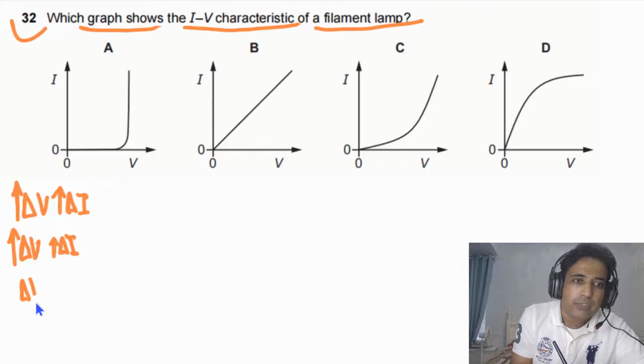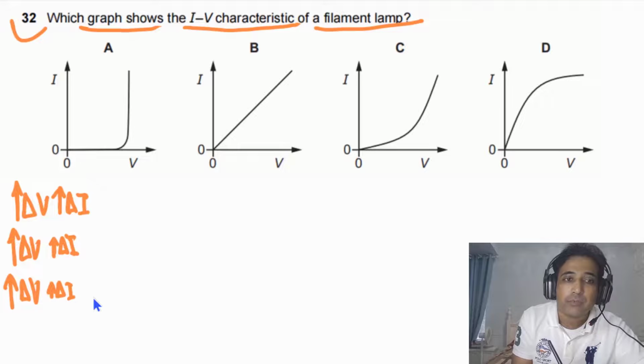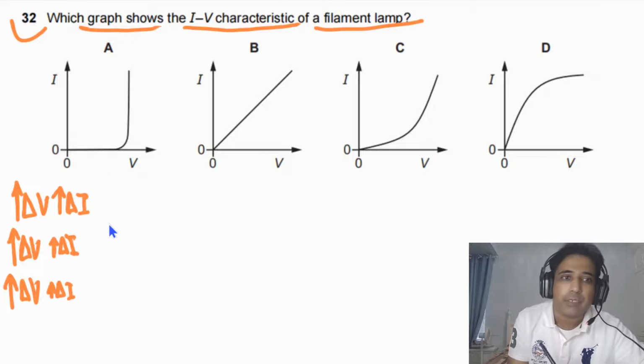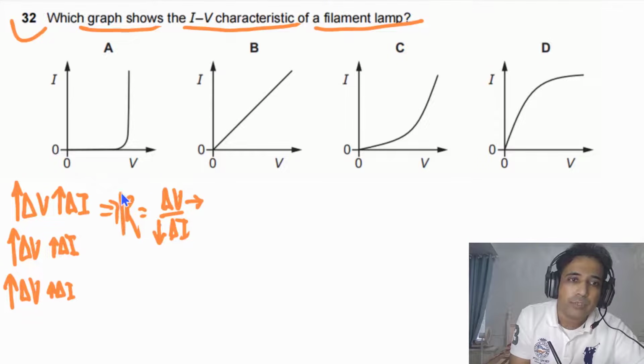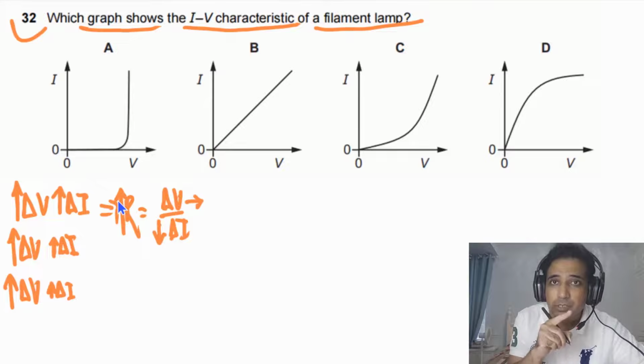Now we again increase PD by the same amount, so the increase in current, even as we increase more, will be even smaller. So this will be getting smaller and smaller. This is the thing you need to understand about filament lamp. What this is telling us is that R is equal to delta V by delta I. For the same increase in PD, the increase in I is getting smaller. It means the resistance of the filament lamp increases with increase in PD.